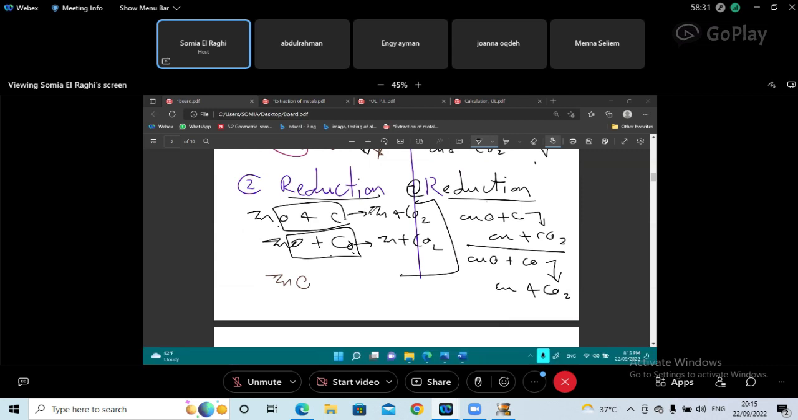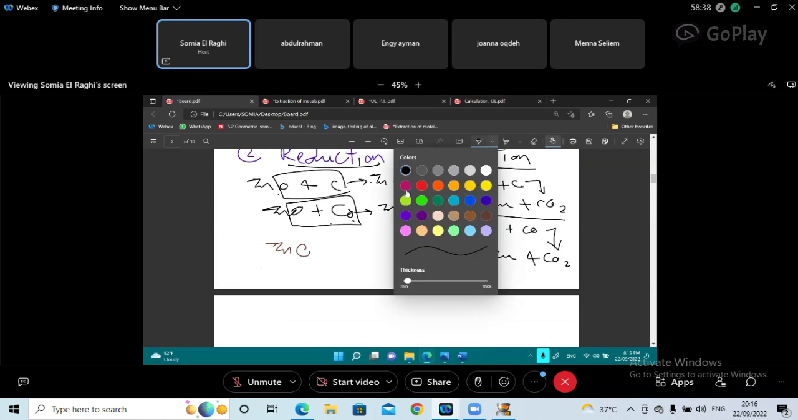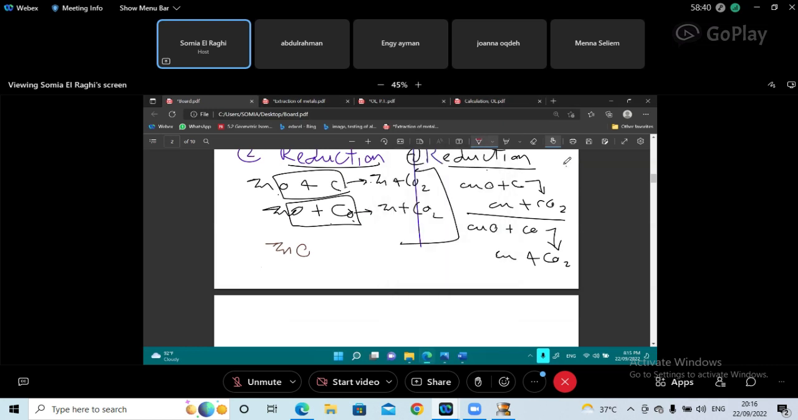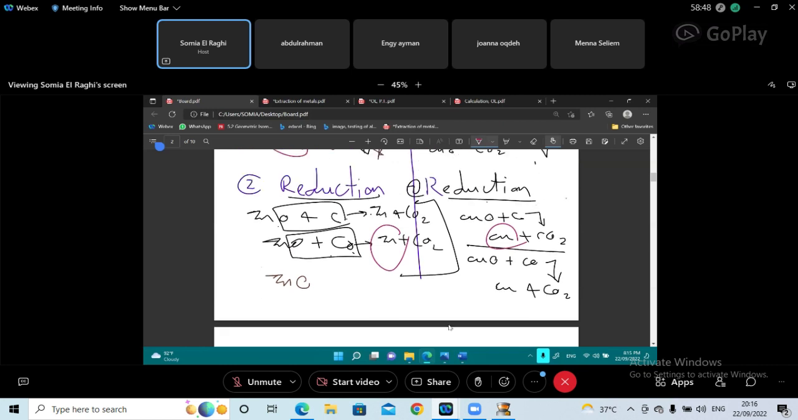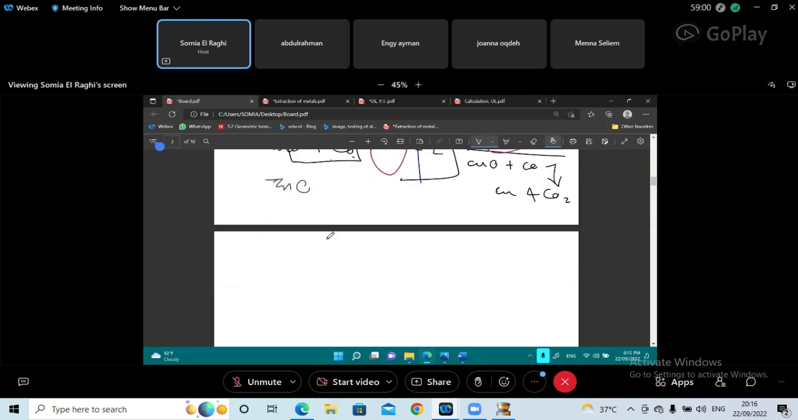Again, first step roasting, next step reduction. We get the metal, yes, but unfortunately, the metal we get is impure. What is the meaning of impure? Mixed. Exactly. It has another material we don't like to be there. It will affect the property. So next step is purification. Removal of impurity. Next step, number 3, I will explain it, but the equation I will do in the electrolysis.